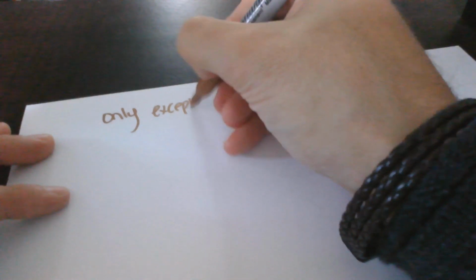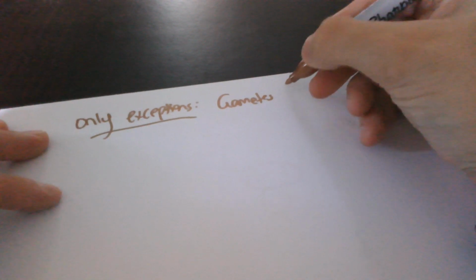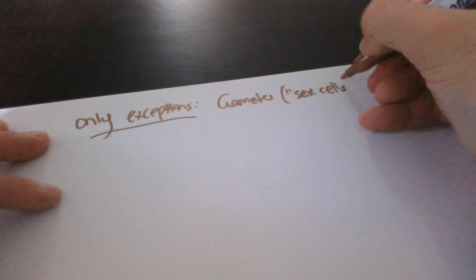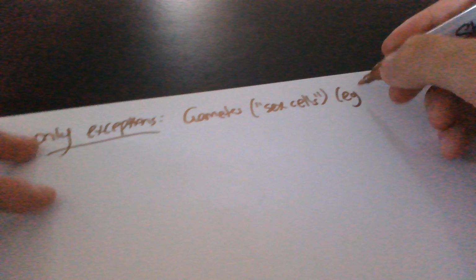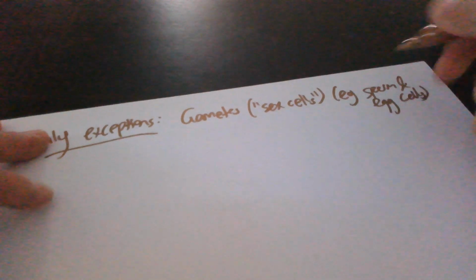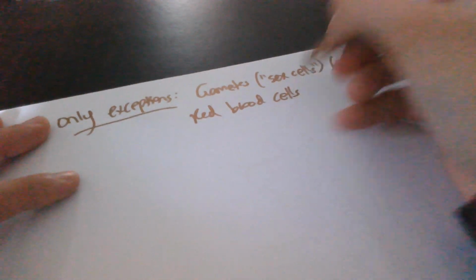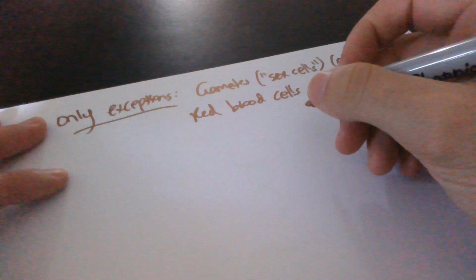The only exceptions, things that don't have chromosomes, are gametes, which are the sex cells, and red blood cells. Gametes is just a fancy term for sex cells. An example would be the sperm and egg cells. And red blood cells don't contain any chromosomes.